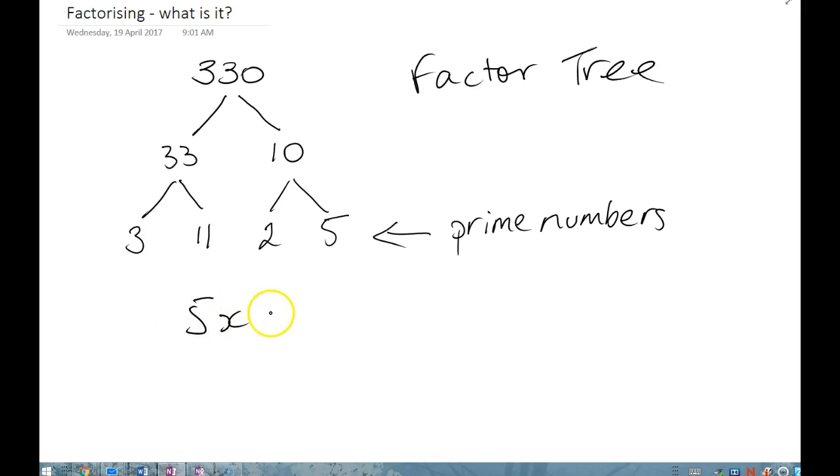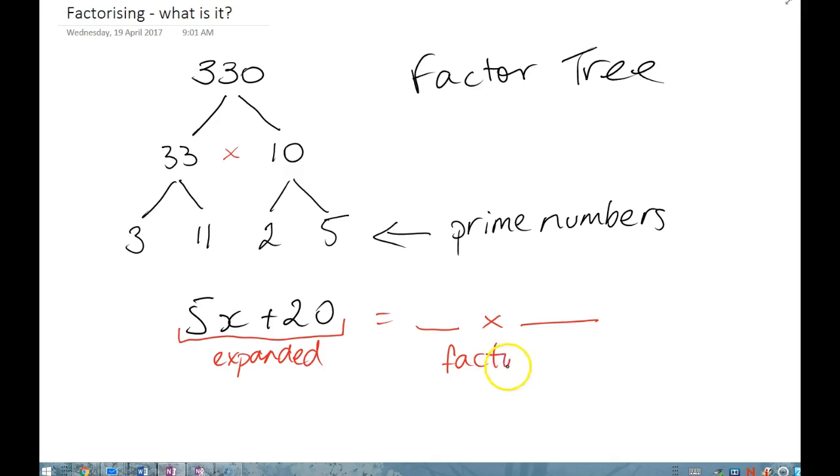So if I have 5x plus 20 and I want to write this as a product of two factors. Here, 330 is 33 times 10, so I have a product of two factors. I want to write this expression as something multiplied by something. So this is what we are going to do in this section. At the moment this is written in expanded form, and I want to write it in factorised form. So it's going to equal something multiplied by something, and this is what we call factorised form.